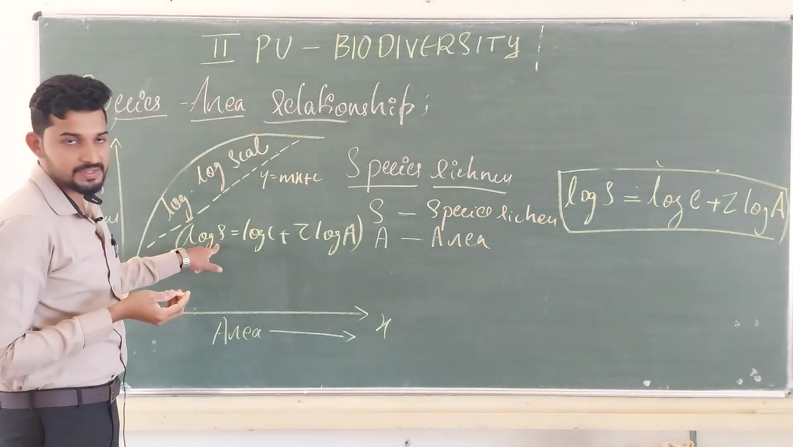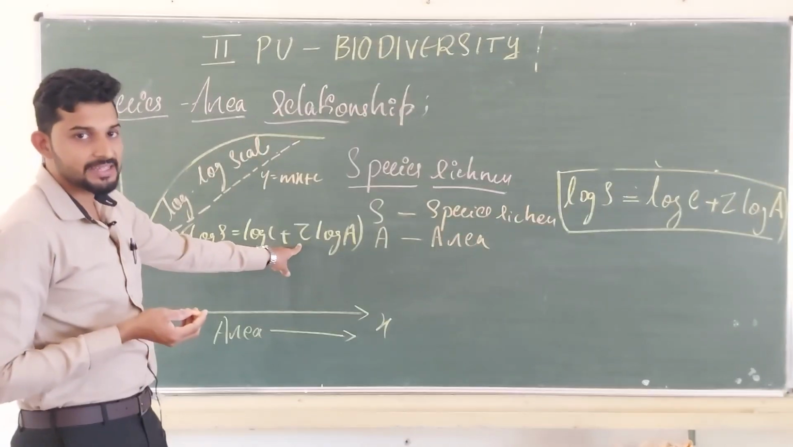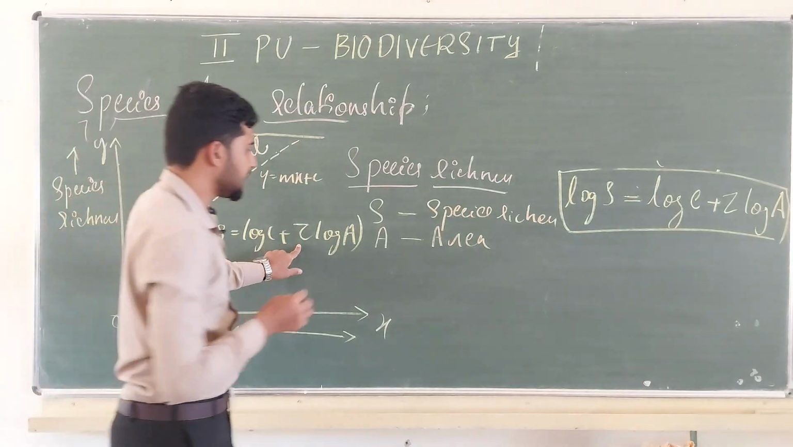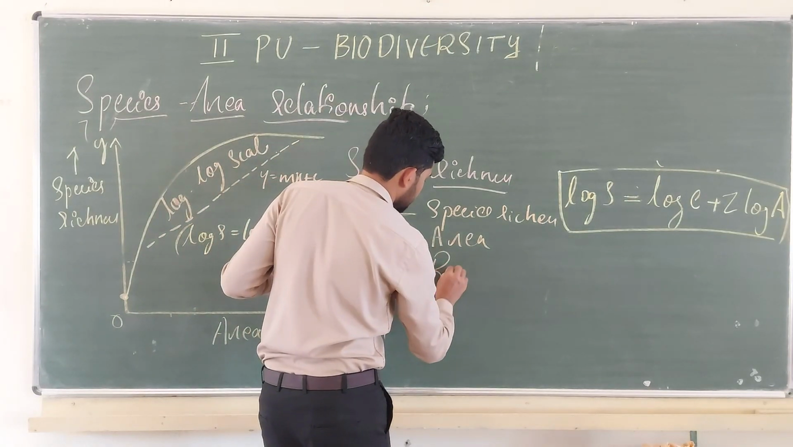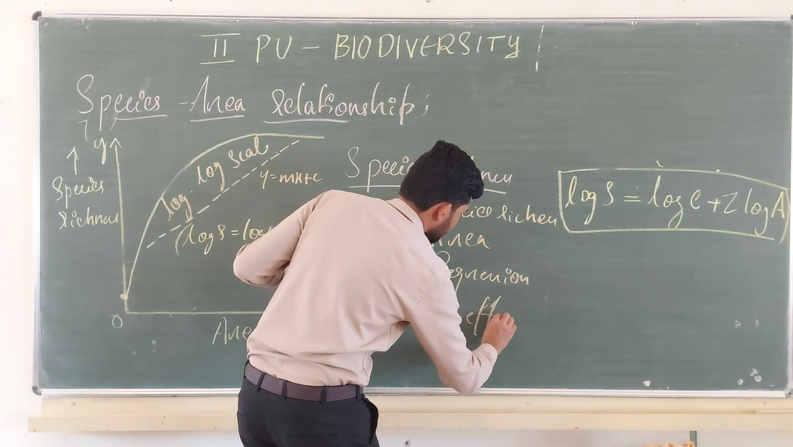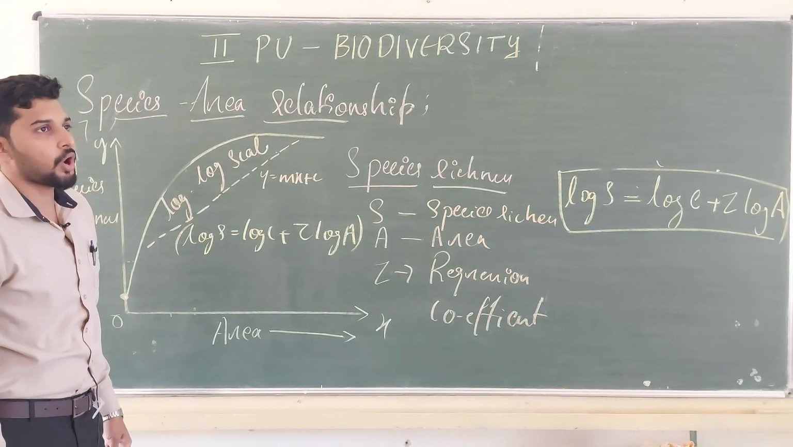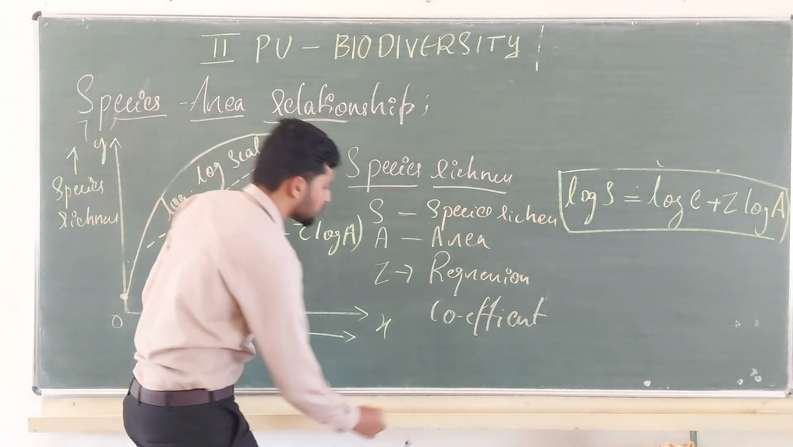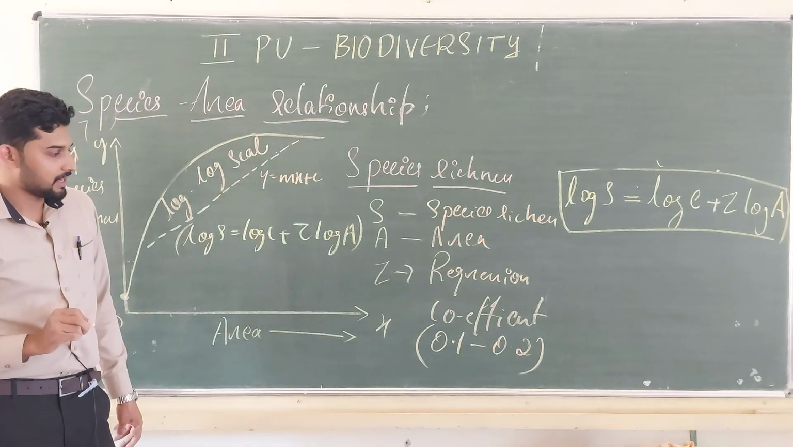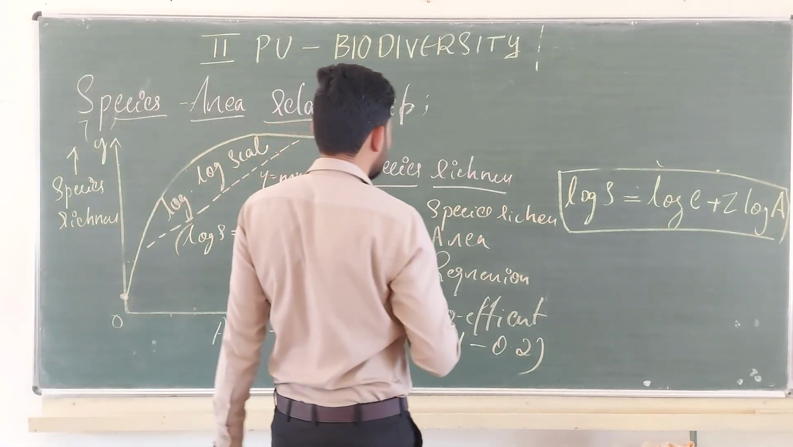Here S is the species richness, C will be the y-intercept, Z is known to be the slope, or regression coefficient Z. The regression coefficient is almost always nearer to 0.1 to 0.2. How is this 0.1 to 0.2? I will draw one diagram here.